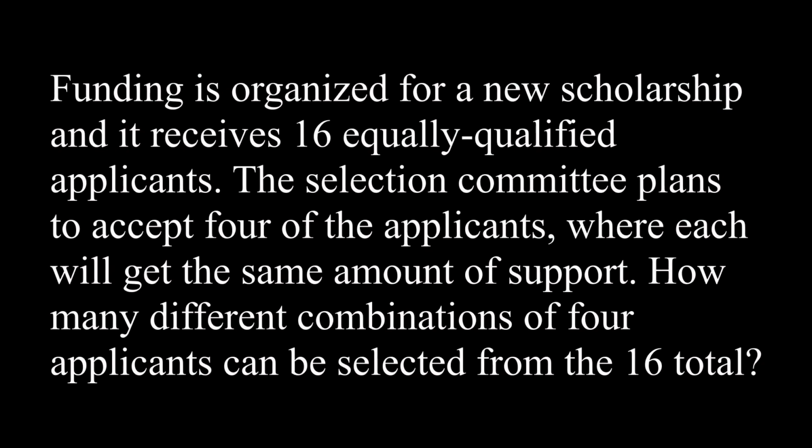For our first example, we are told that funding is organized for a new scholarship and it receives 16 equally qualified applicants. The selection committee plans to accept 4 of the applicants where each gets equal support. How many different combinations of 4 applicants can be selected from the 16 total?